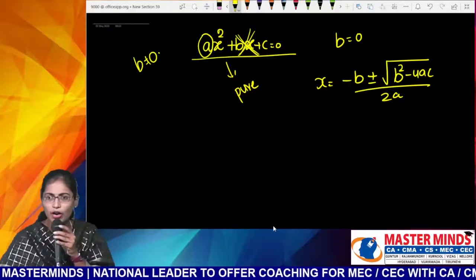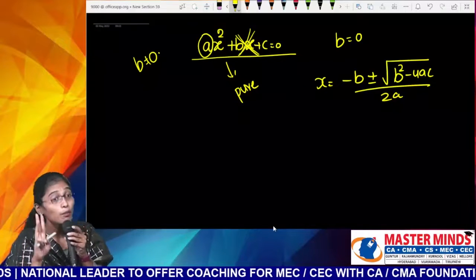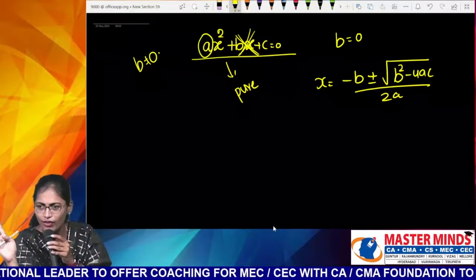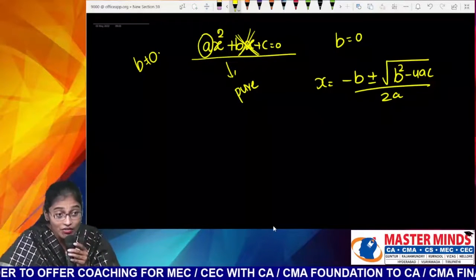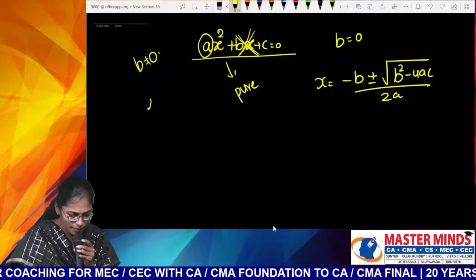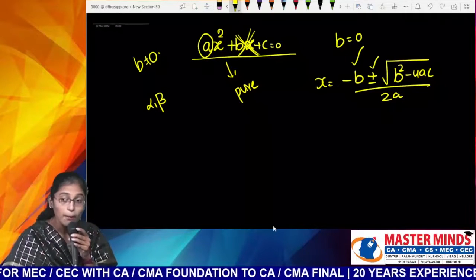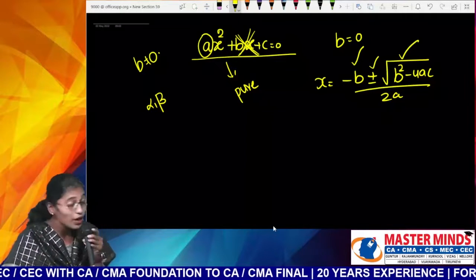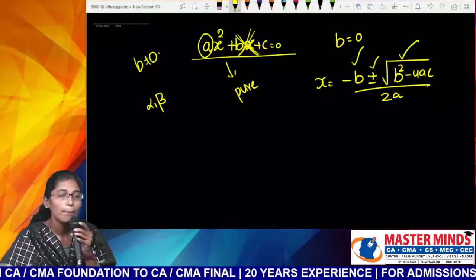Suppose I am talking about a cubic equation, it will have how many roots at most? At most 3. Maximum of 3. Like that, a quadratic equation will have at most 2 roots. Let them be alpha and beta. What is the formula for alpha? Minus b plus square root of b square minus 4ac by 2a. What is beta? Minus b minus square root of b square minus 4ac by 2a.